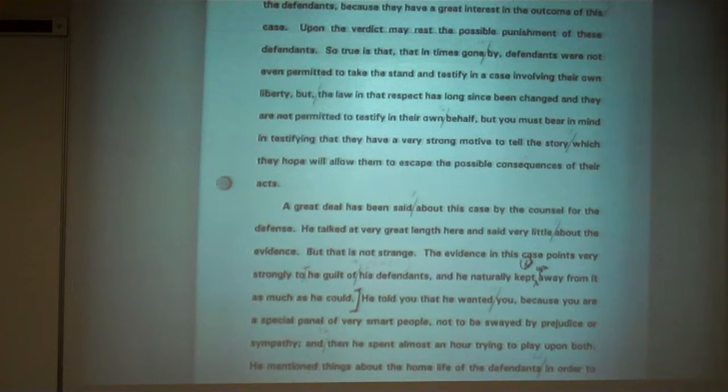So there's never commas after bear in mind? I thought there'd be a comma after bear in mind. No, because that's like a verb. But you must remember in testifying that they have a very strong motive. So you wouldn't put commas around remember. Now if it was bear in mind, comma, in testifying that they have a very strong motive to tell, you know, if it begins a sentence, okay, yeah, just like saying, you know, remember, comma, da da da da da da da.